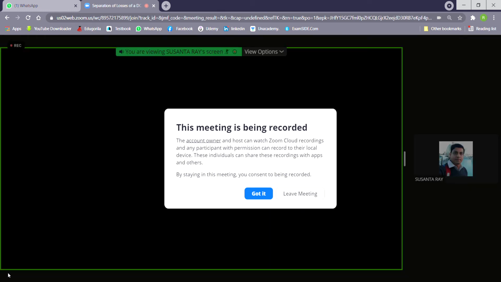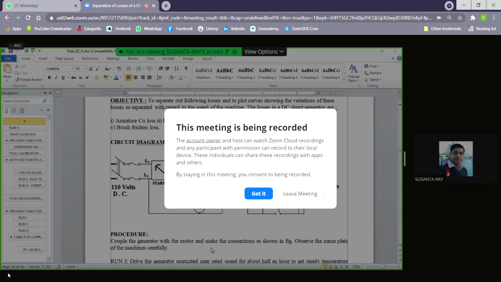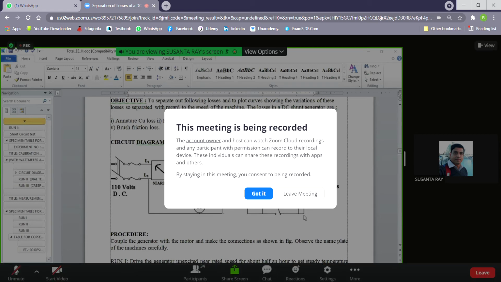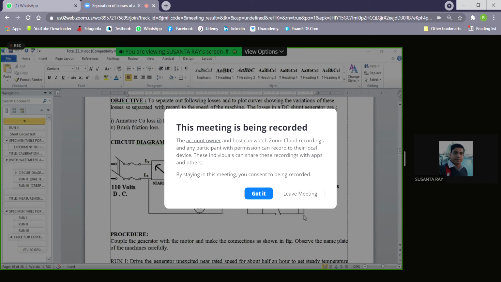Okay, so these 2 identical DC machines will be operated either in shunt excited mode or separately excited mode. That is also clear from this figure itself. Now in these 2 machines, one machine we will run as a motor, another machine will run as a generator.